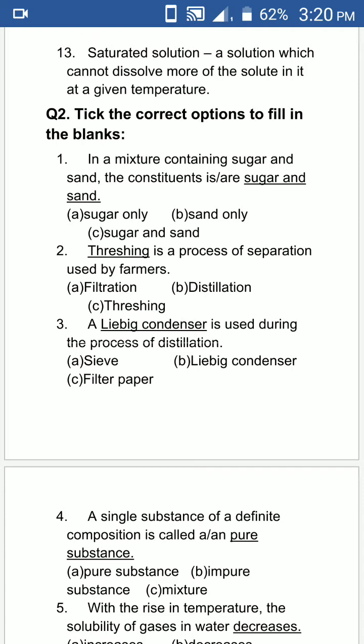Third, a dash is used during the process of distillation. A, sieve; B, Liebig condenser; C, filter paper. So the answer is B, Liebig condenser.